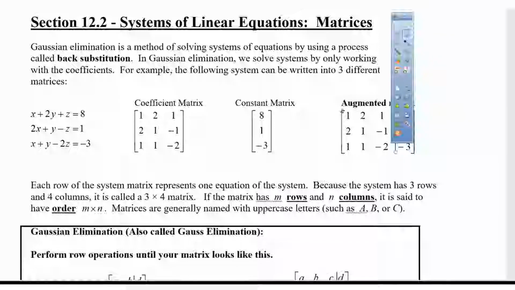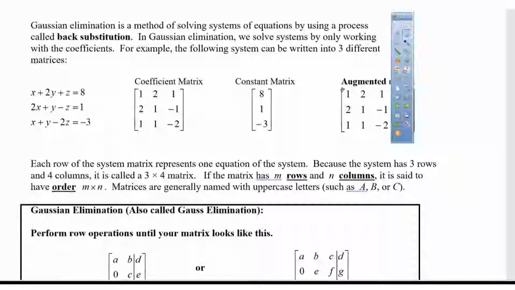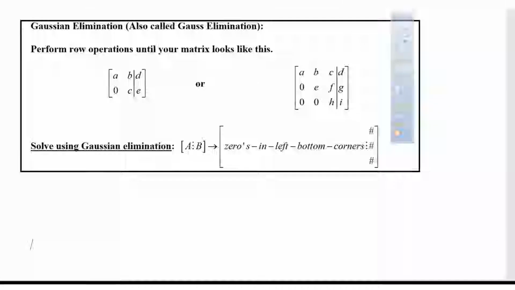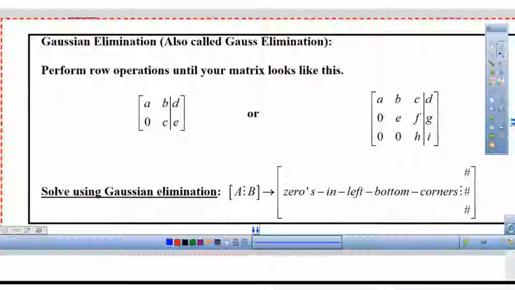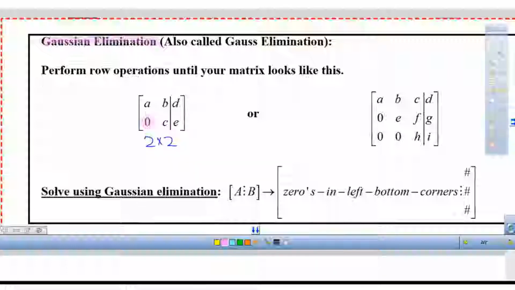Okay, so you're going to learn lots of different ways to solve using matrices. The way that we're going to solve today using matrices is called Gaussian elimination. Okay, you're going to have to memorize all these different forms of solving. Gaussian is quite simple. Here's what you have to do. If your matrix is a 2 by 2, and we're going to talk about sizes in a second, all you have to do is get a 0 right there in the corner. That's all you have to do, okay?